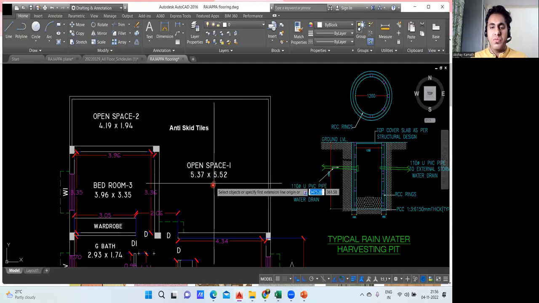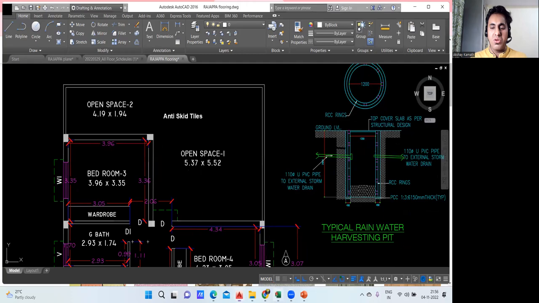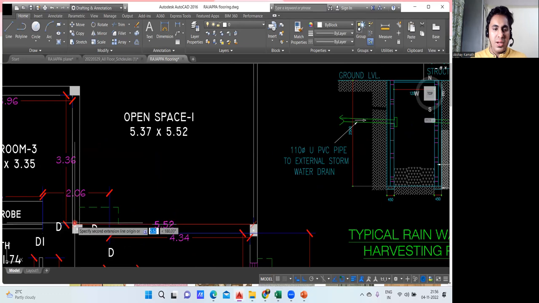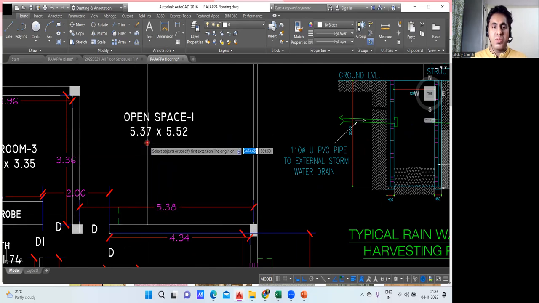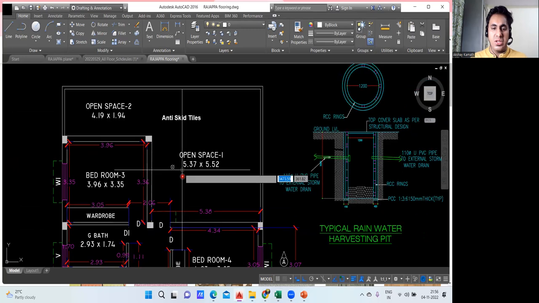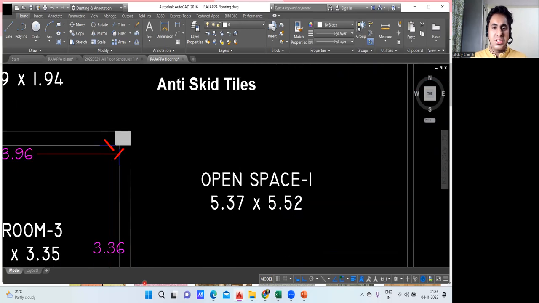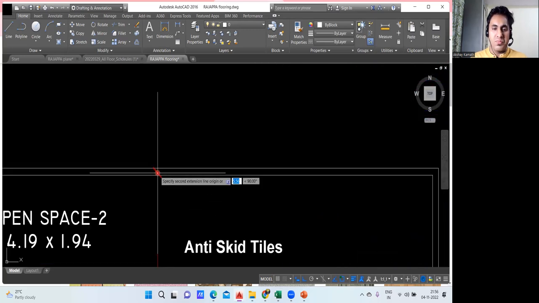It is 5.37. See, this is 5.37, no? And 5.52. Okay. So we'll measure it, what exactly we are getting. I'm not sure. Yeah, I'll measure from here and I'll go up to this part. Yeah. So I'm getting 5.38 actually. Even though I've written 5.37 here in the AutoCAD, actually if I measure, I'm getting this value. Just a 1 mm deviation. Okay, no problem. It doesn't make any difference, 1 mm.